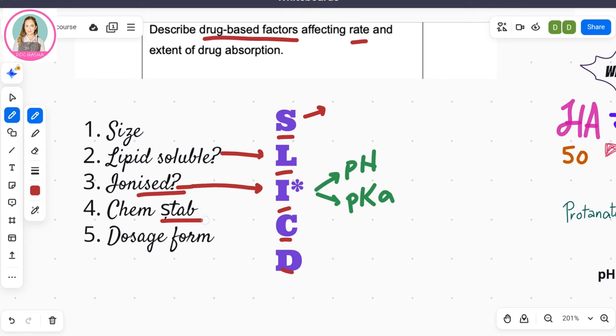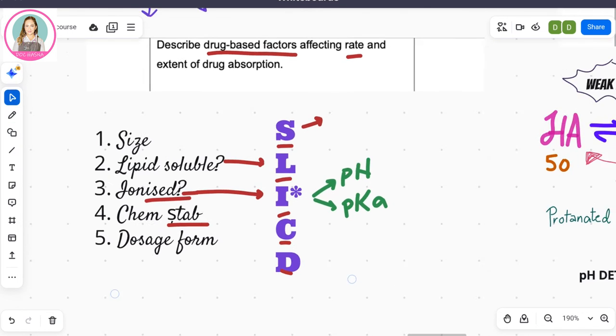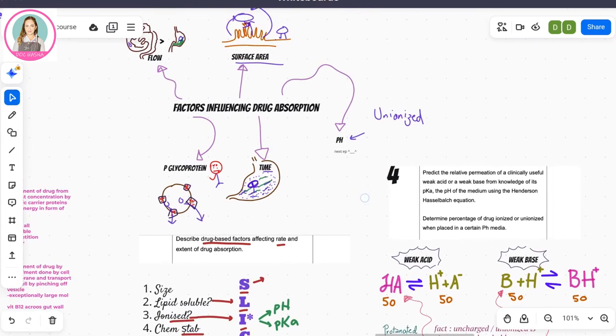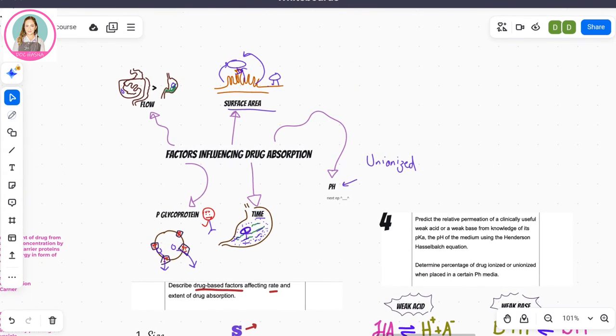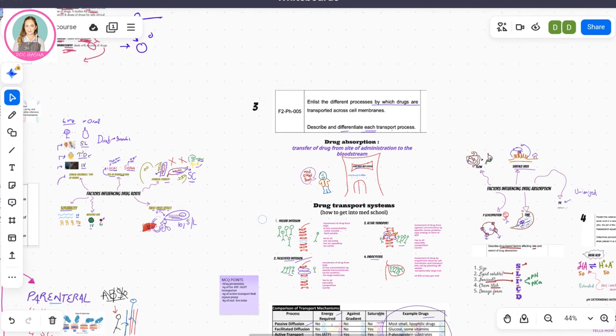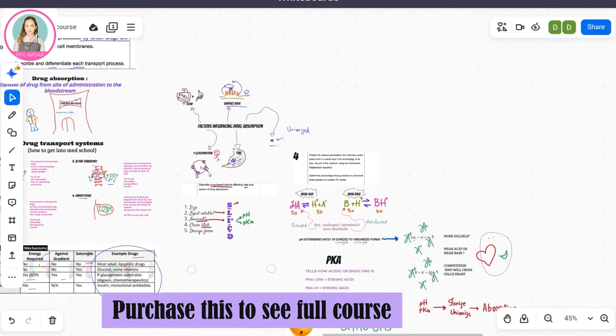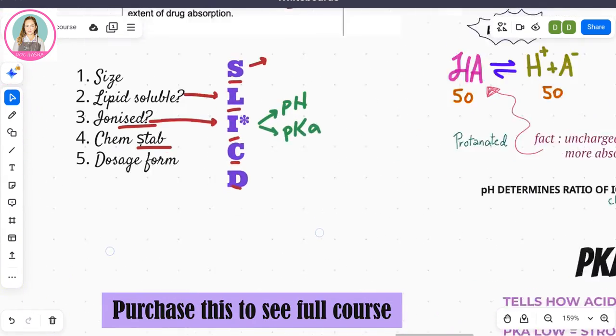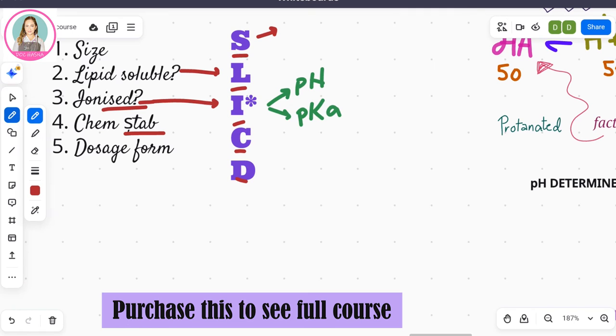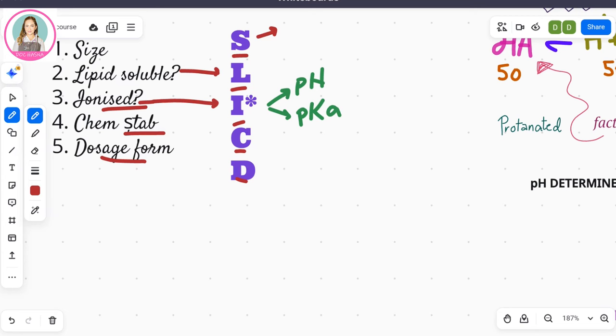The other factor includes the chemical stability. I've already talked about it. Some drugs are not stable, like they're scared of the stomach acid. Same point in episode 1 that I talked about, factors influencing drug route, right? So chemical stability is over there. The more unstable a drug is in the acidic environment, the less likely it is to be absorbed. Obviously, it'll die before it gets absorbed. Coming to dosage forms, some liquid suspensions are more absorbable than tablets. So that's a dosage form.